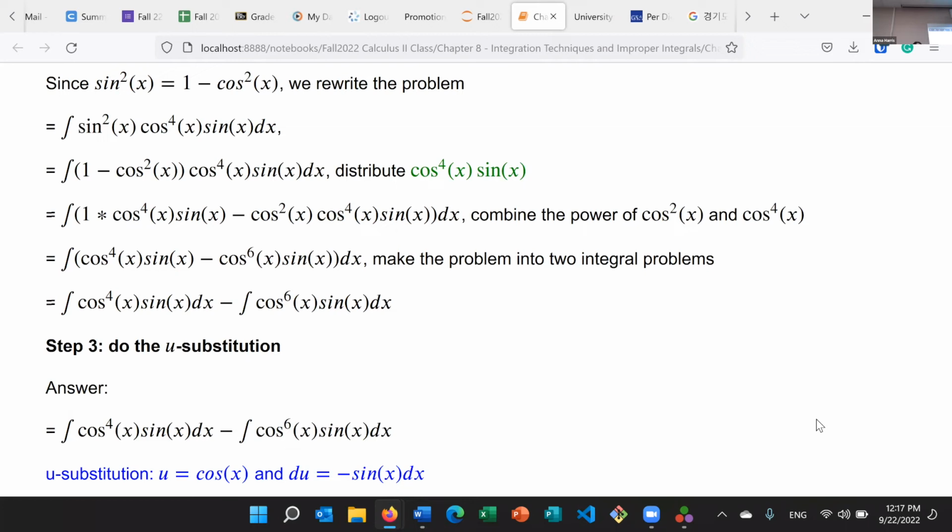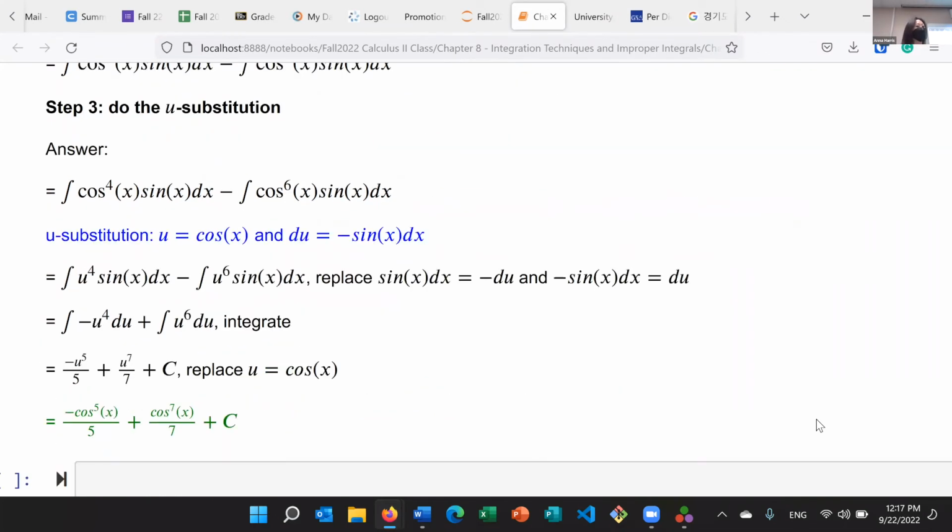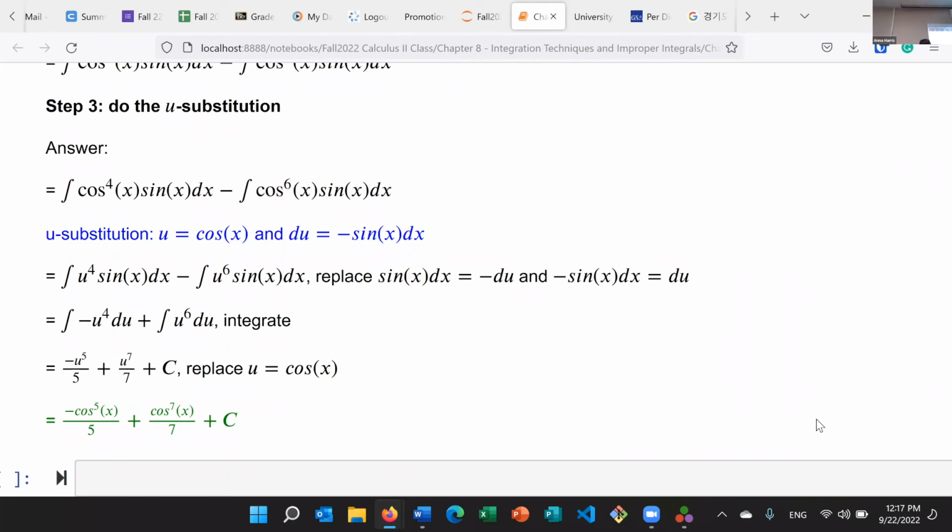This is just like problem 1. I'm going to make this U. So you're going to make this U, U equal to cosine x. And du will be what? Negative sine x dx.